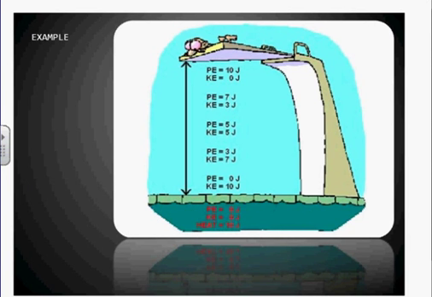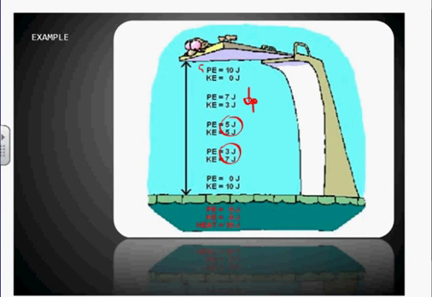Here's some examples. You can cut these out and put them into your notes, just as they are. At the top, the guy has gravitational potential energy equal to 10 joules, no kinetic energy. As he starts falling towards the water, he's losing potential energy but gaining kinetic energy. But at all times, these add up to 10.